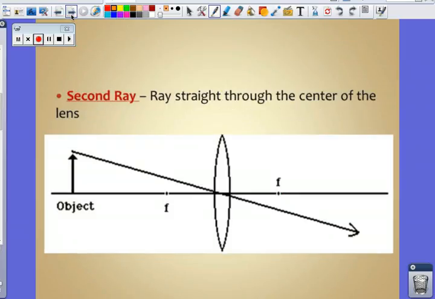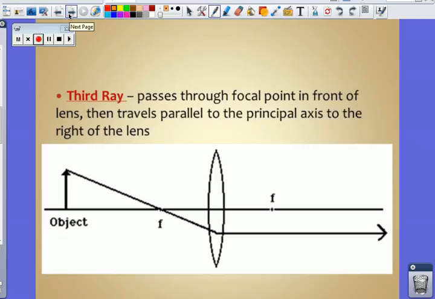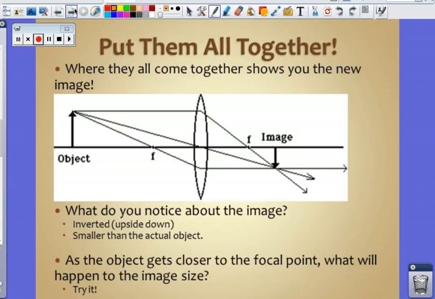Step 2, straight through the middle. If we go straight through the lens, we're actually not going to bend, and we're just going to keep on going that way. That's the second ray, straight through the center of the lens. The third ray, again starting at the top of this arrow, goes through the focal point in, and then parallel out. 3 rays will define where you're going to be every time.